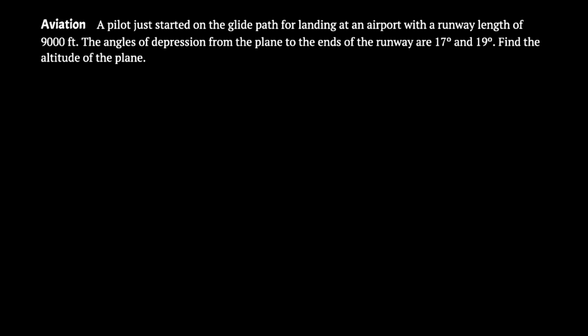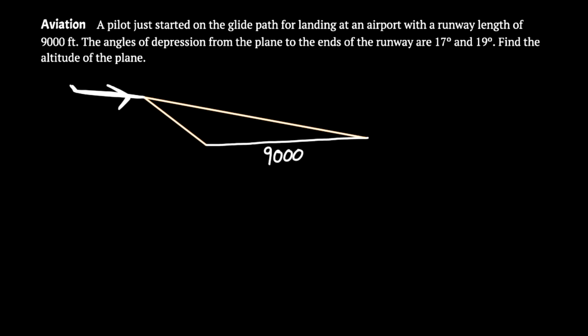Our last example is a word problem. It says, a pilot just started on the glide path for landing at an airport with a runway length of 9,000 feet. The angles of depression from the plane to the ends of the runway are 17 degrees and 19 degrees.